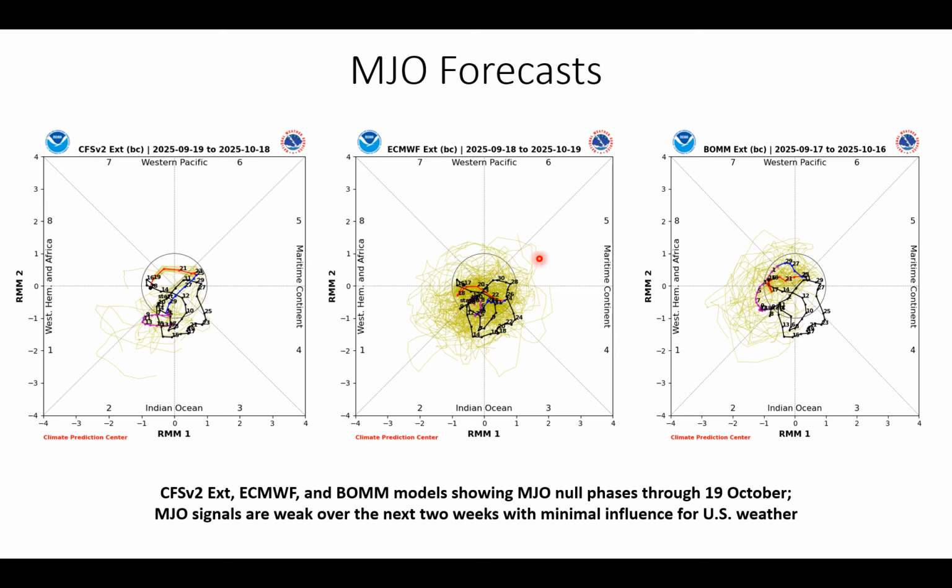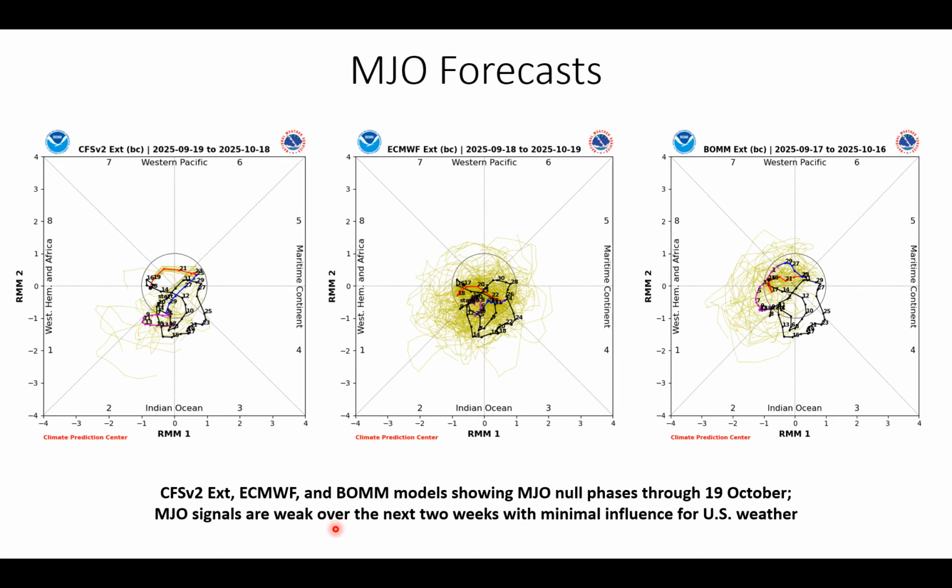Over here in the middle, we have the European extended bias corrected, also showing a lot of the yellow lines. Notice the clustering of all the yellow lines here in the null phase. And then finally over here on the right, going out through the 16th of October, a very similar situation. The BOM, the Bureau of Meteorology there, Australia runs this model. You do see some of these yellow lines, potentially MJO working in a 7, 8, and 1, perhaps through the 16th of October eventually. We'll just have to wait and see what happens with this though.